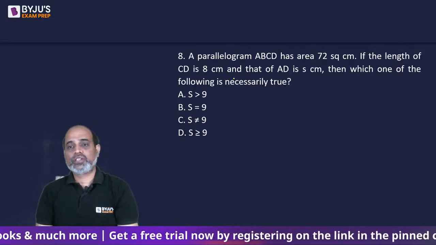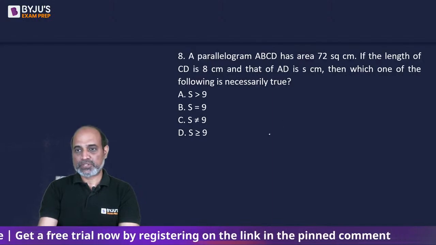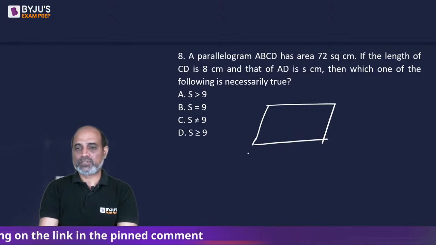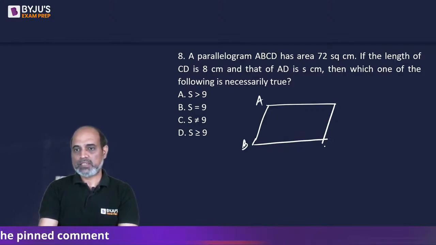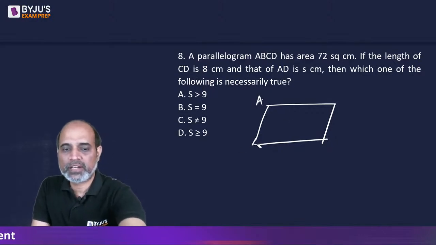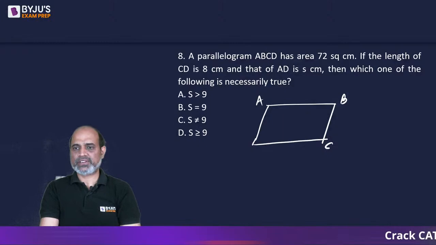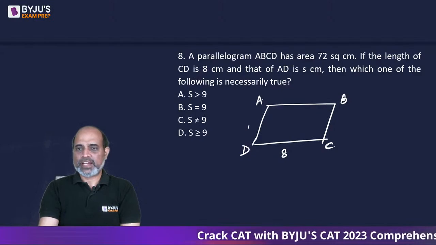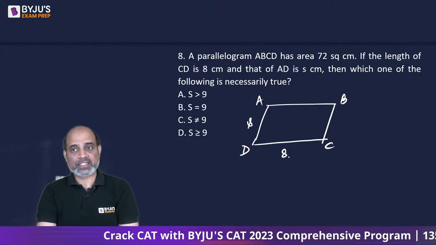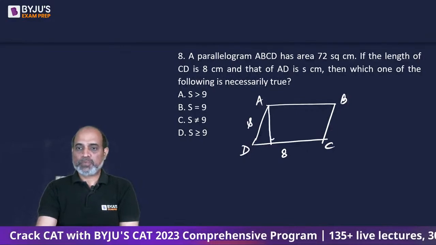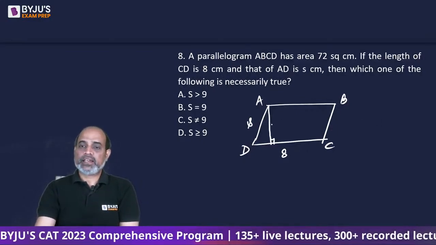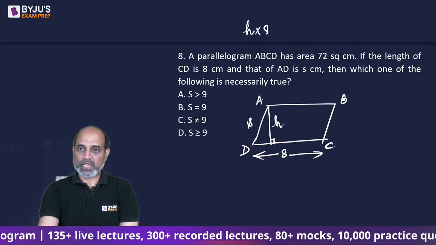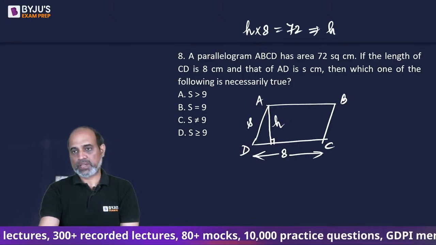Okay, the next question. A parallelogram ABCD has area 72 square centimeter. If length of CD, so let's call this ABCD, and let's say this is 8. And the length of AD is S. Then which of the following is necessarily true? Well, if I drop the perpendicular, let's call this height and the base is 8. So as per the area of a parallelogram, base into height is 72. So this implies that h is going to be 9.